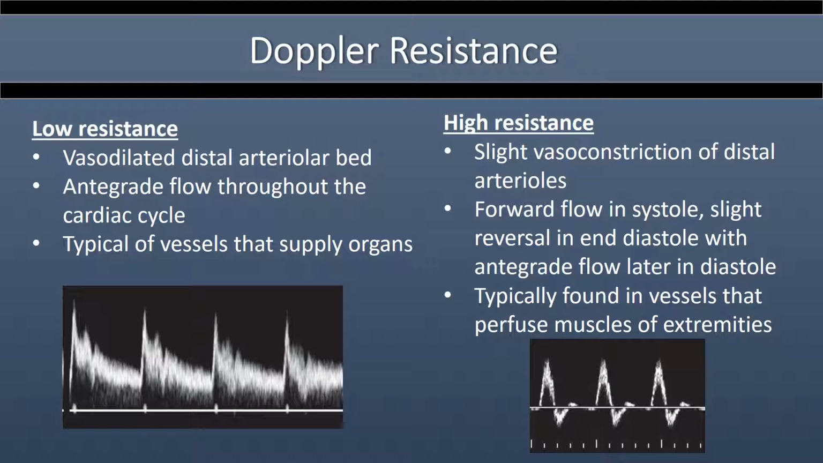So if we're talking about the abdomen, the distal aorta, as it is branching into the common iliac arteries, it's going to have a much more high resistant waveform. The proximal aorta will have a lower resistant waveform. Not going to be as low as a celiac vessel, but it will be lower than the high resistant waveform you see here.